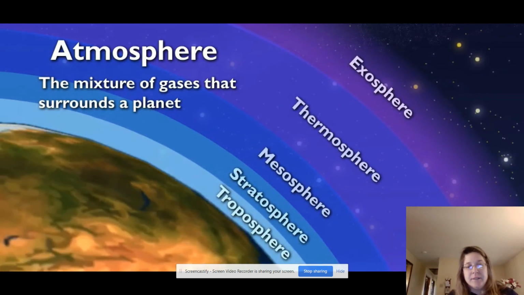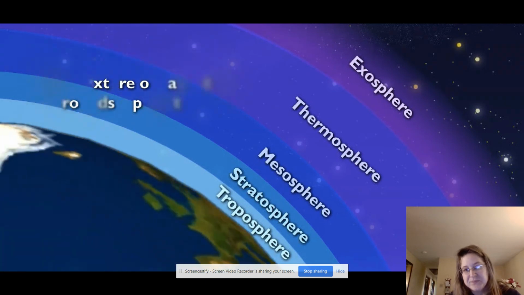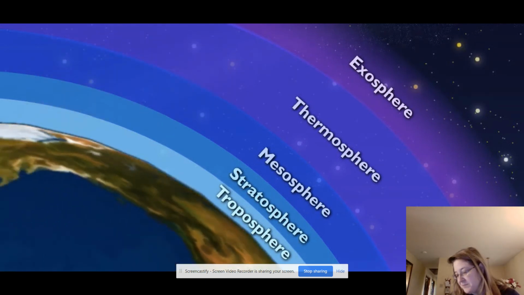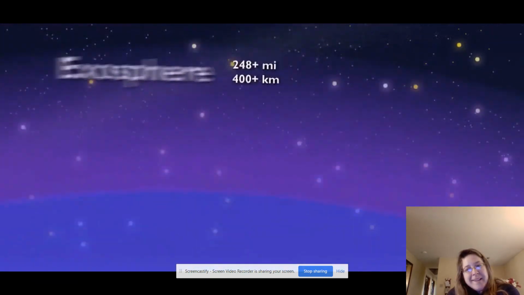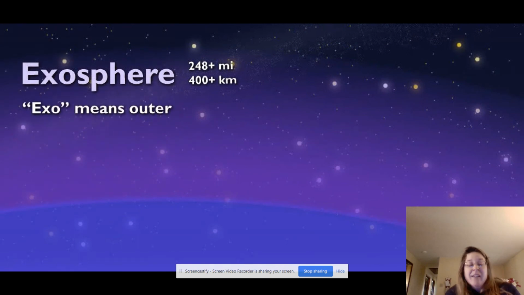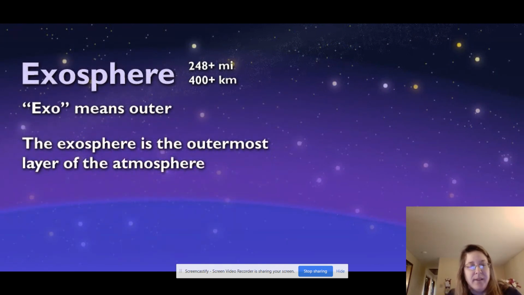Lots of spheres. Yeah, let's move from the outside in and start with exosphere. Exo means outer, so exosphere is easy to remember. It's the outermost layer of the atmosphere. It extends into space. So exo equals outer, and it extends into space.